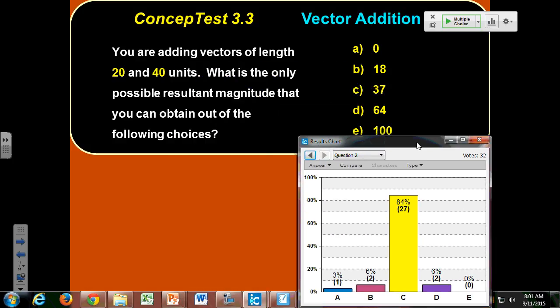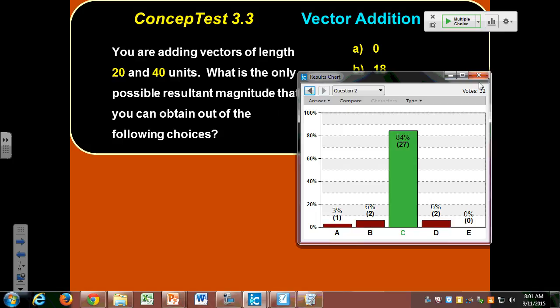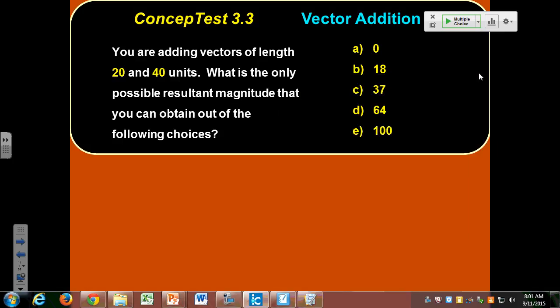Awesome. C is right. Remember, there's a max and a min. The max is if they're both in the same direction. That'll be 60 units. The min is where they're in opposite directions. That's 20 units. So somewhere between 20 and 60. And that C is the right answer, the only one between 20 and 60.